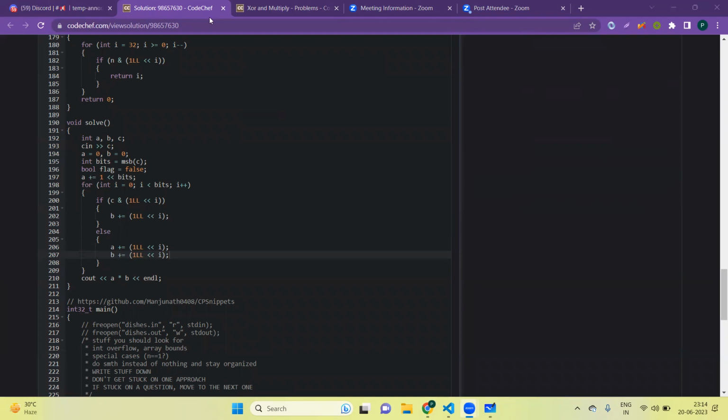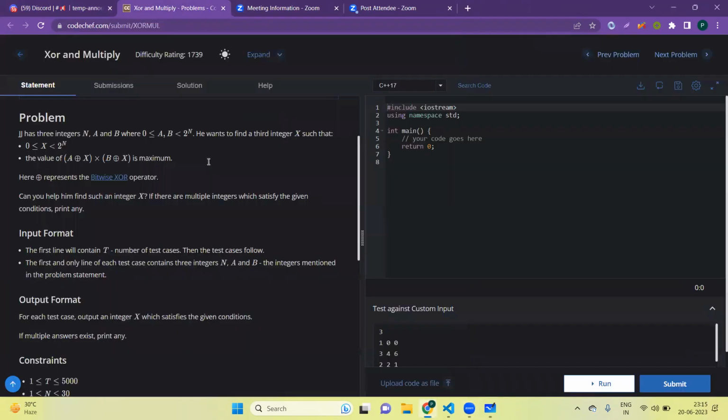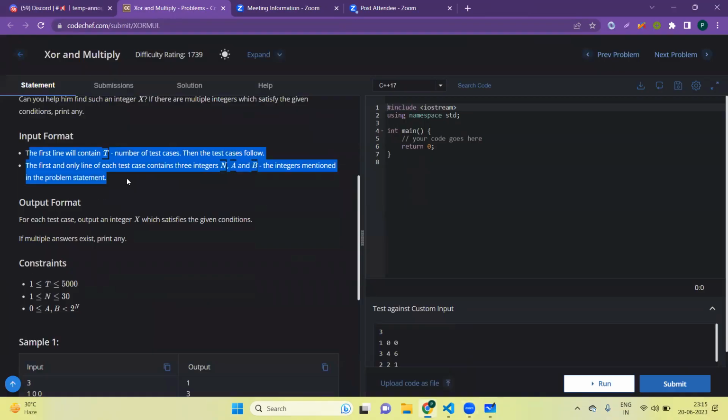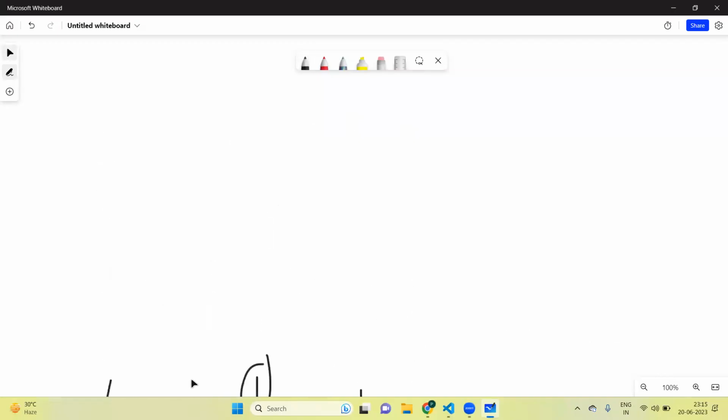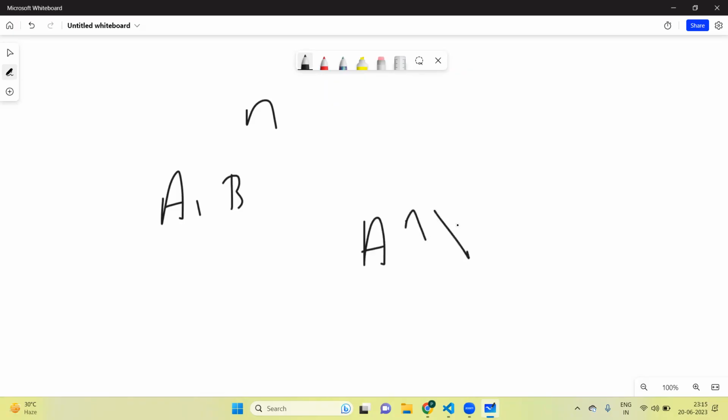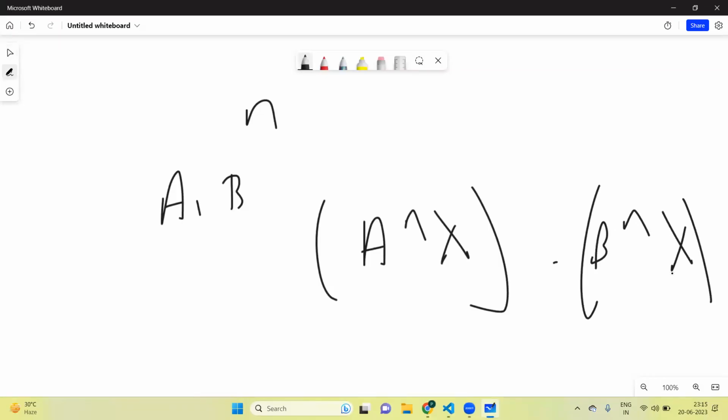So I'm moving to the next question. I explained the problem, and what we have to do is, we have n, and a comma b. We have to maximize A's or x dot B's or x. And we have to find an x such that x is greater than or equal to 0 and x is less than 2 to the power n.